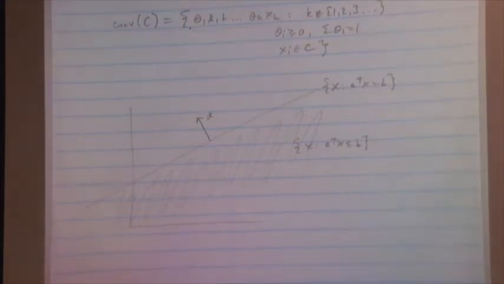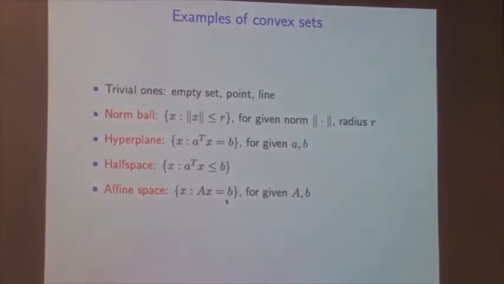An affine space is a similar concept, except instead of just a single linear equality, we have a set of linear equalities. So I'm saying Ax is equal to b for a matrix A, right? And so each row of A gives me a linear equality. If I had rows a_i, then this set would be the set of all x for which a_i transpose x is equal to b_i for all i. Also convex. You can just check directly from the definition that each of these sets is convex. That's very straightforward.